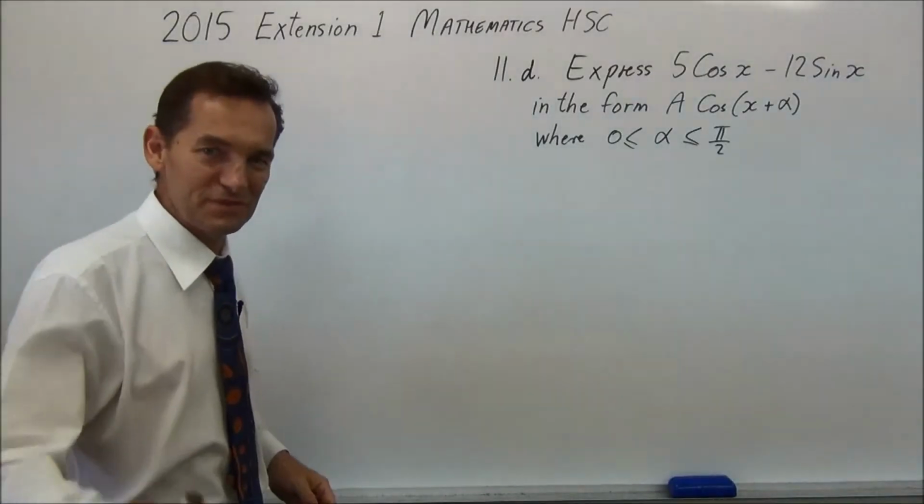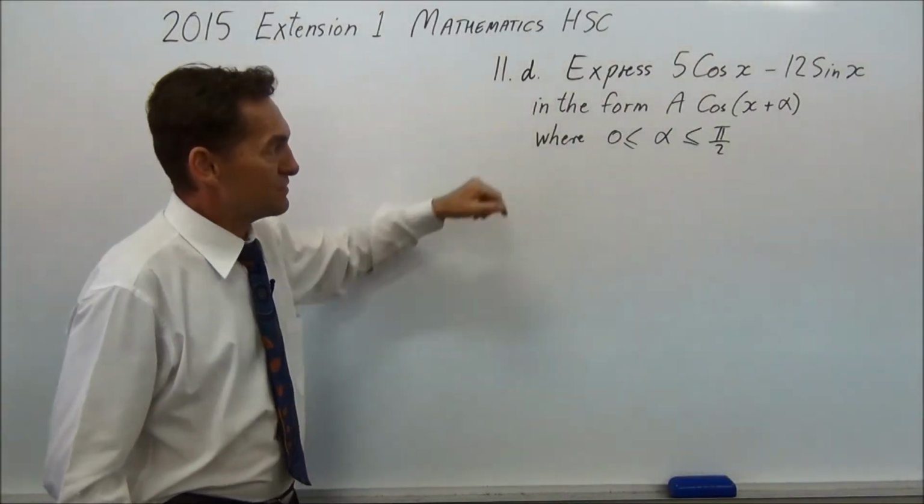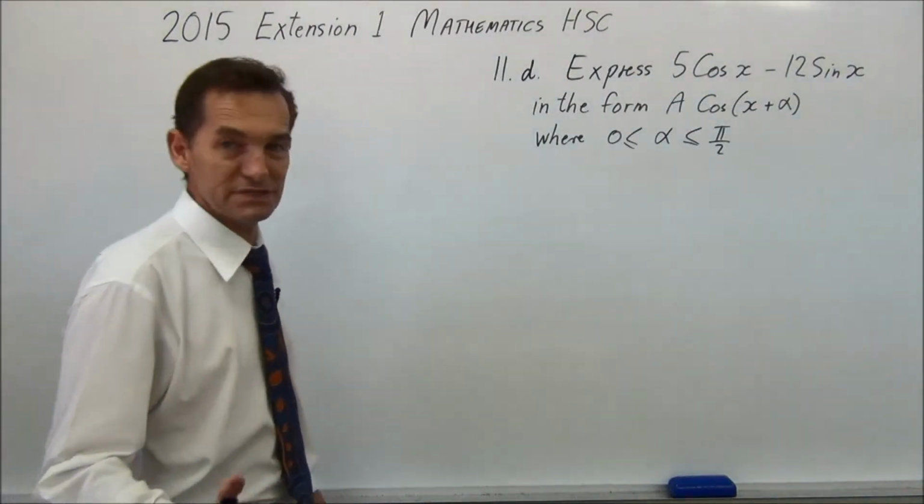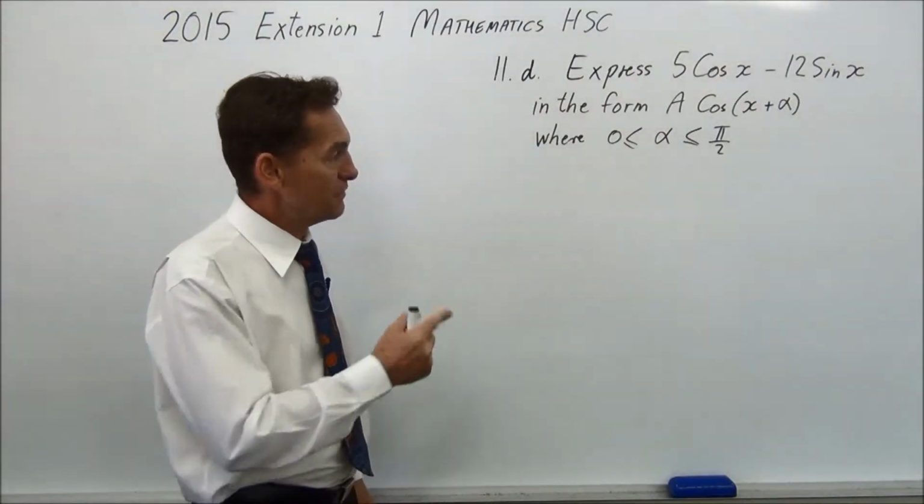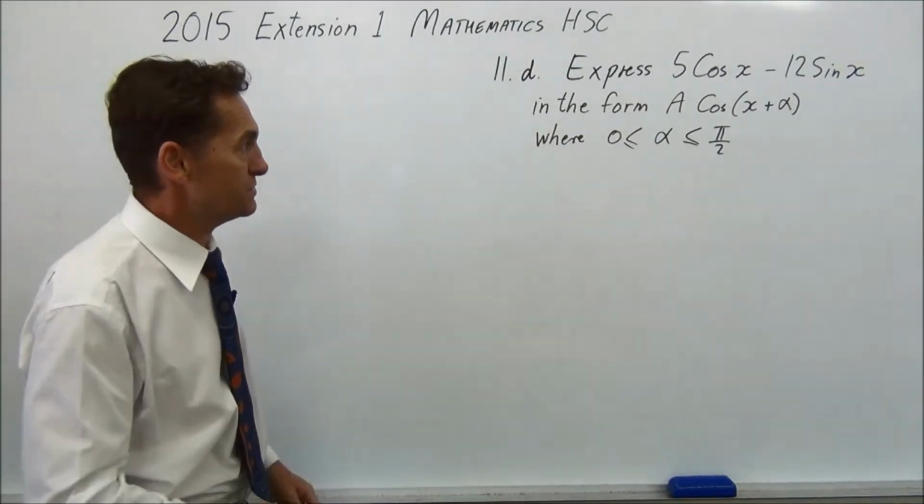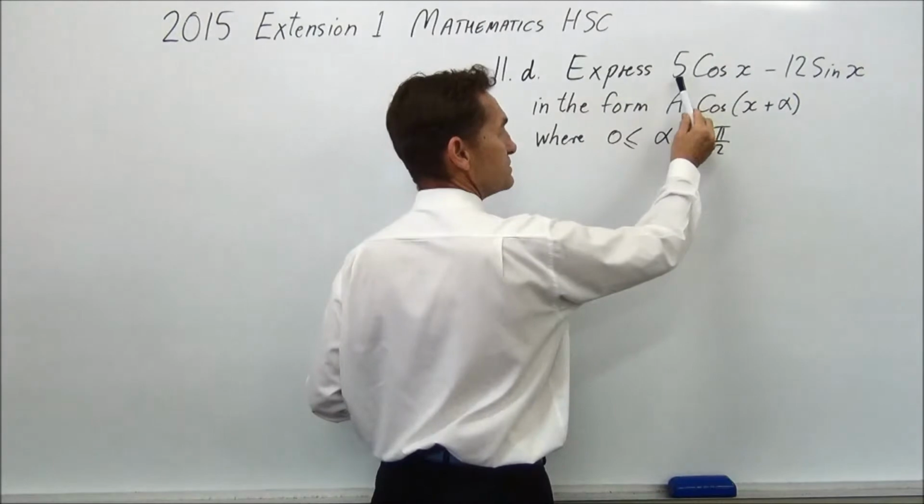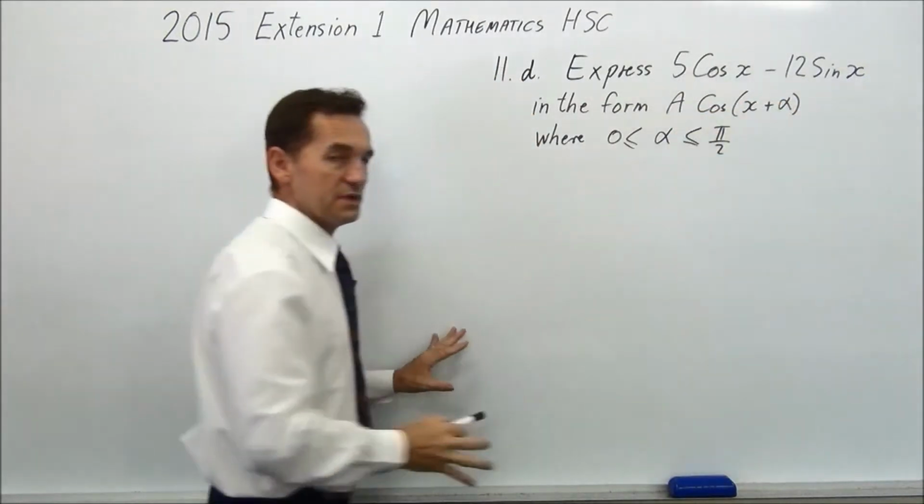G'day again, 11D. Express 5 cos x minus 12 sine x in the form a cos(x plus alpha), where alpha is in between 0 and pi on 2. So for this one, what you need to remember is the position of these two in a triangle.